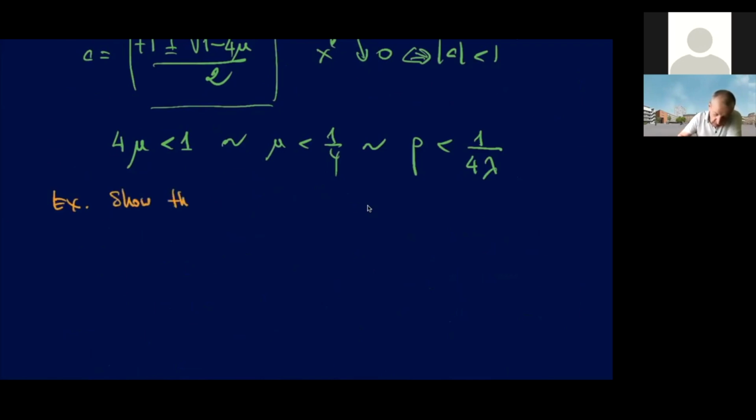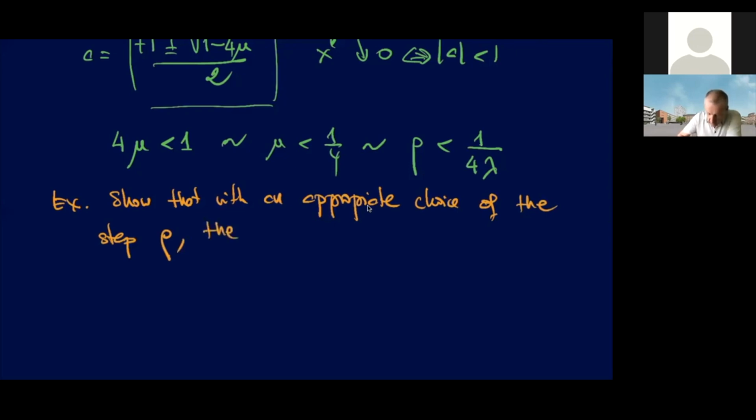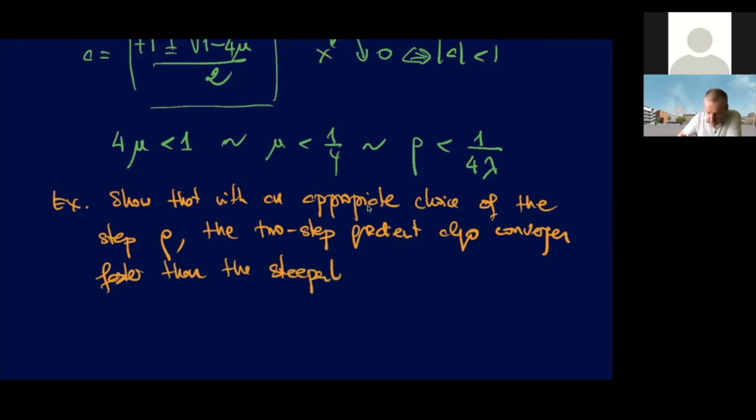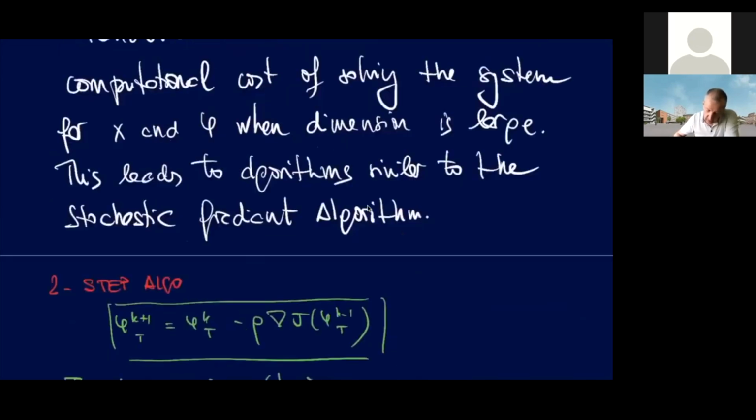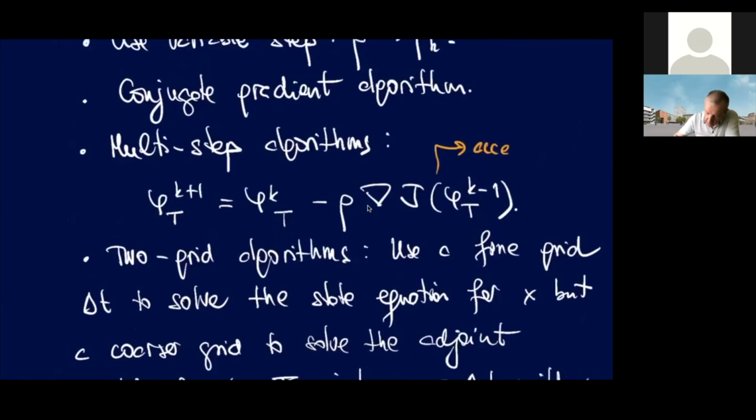Show that with an appropriate choice of the step rho, the two-step gradient algorithm converges faster than the steepest descent algorithm. This is a good exercise. So you see that in this variant, this produces an acceleration of the convergence of the gradient algorithm.